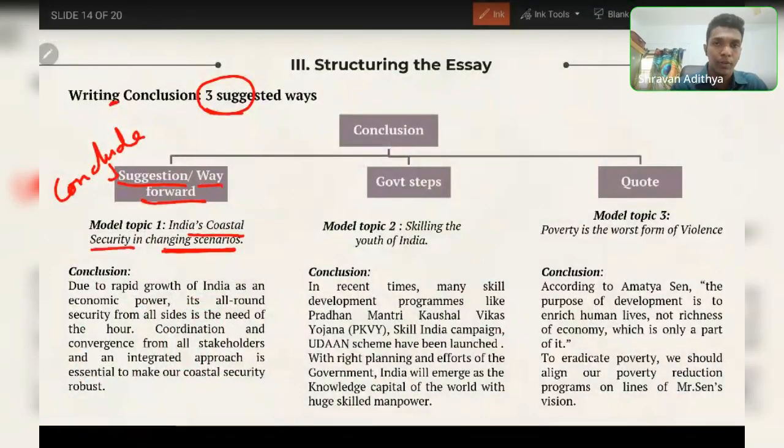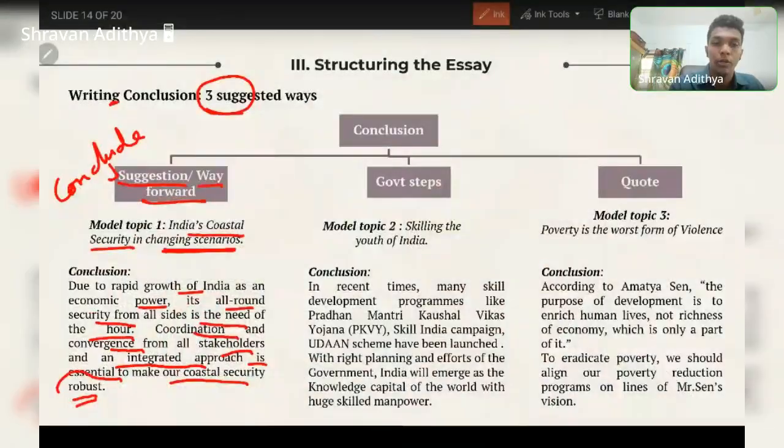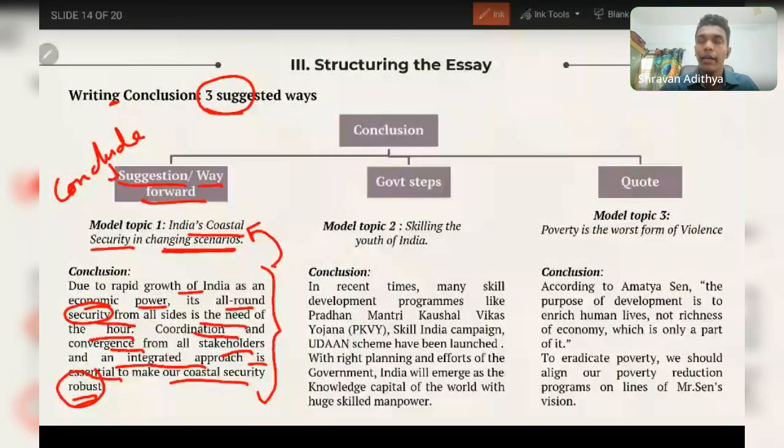For example, we have a question like India's coastal security in changing scenarios. This is your essay topic. So you write your introduction, you write your body, and in conclusion, what you can write is: due to rapid growth of India as an economic power, its all-around security from all sides is the need of the hour. Coordination, convergence from all stakeholders, and an integrated approach is essential to make our coastal security more robust. Basically we are giving a suggestion here, that coordination has to be there, convergence has to be there between all stakeholders, and this will make our system more robust. Those kind of suggestions and way forwards we are giving in the conclusion. So this will be an apt conclusion for this topic, right? I hope you are following me.